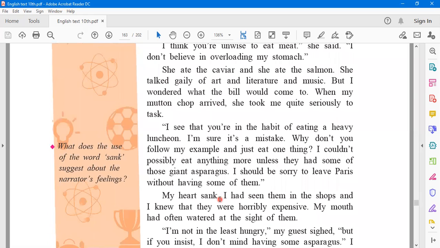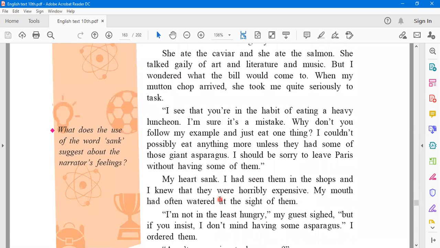"I couldn't possibly eat anything more unless they had some of those giant asparagus." Now, asparagus, children, is a tall plant that belongs to the lily family. And again, it is very, very expensive. "I would be sorry to leave Paris without having some of them." Maybe it is something which is available more in Paris, or a special variety of it is available in Paris. And so she says that she would be sorry to leave Paris without having some of them.